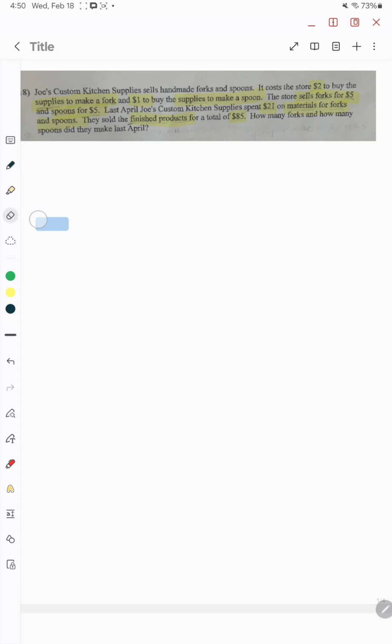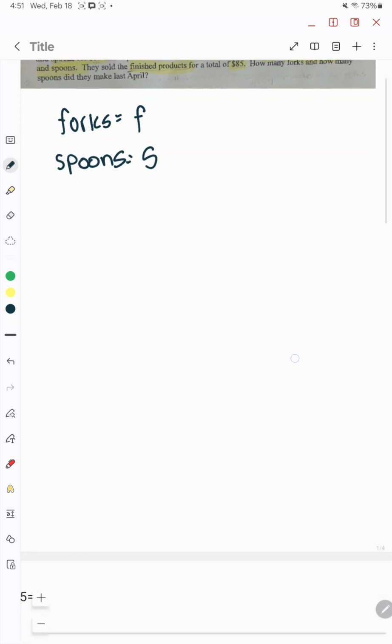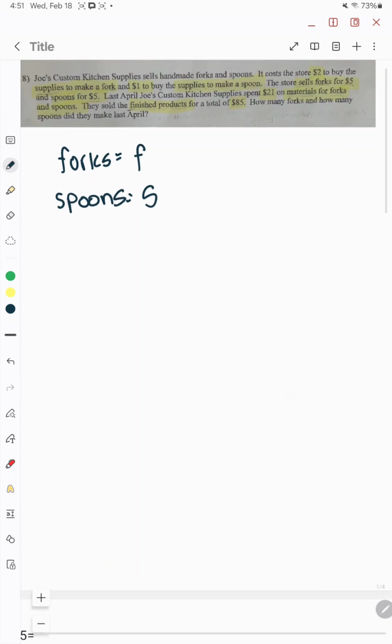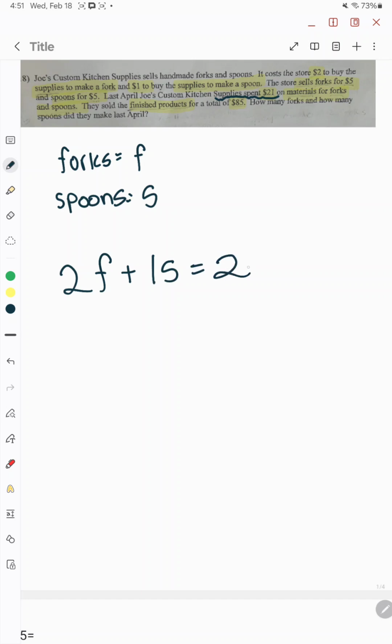So let's start off by assigning variables. Let's say that forks is equal to F and spoons is equal to S. All right? So let's first look at the money for supplies, right? So it cost the store $2 to make the supplies for a fork. So 2 and how many forks there are, plus $1 to make a spoon. 1S is equal to $21.